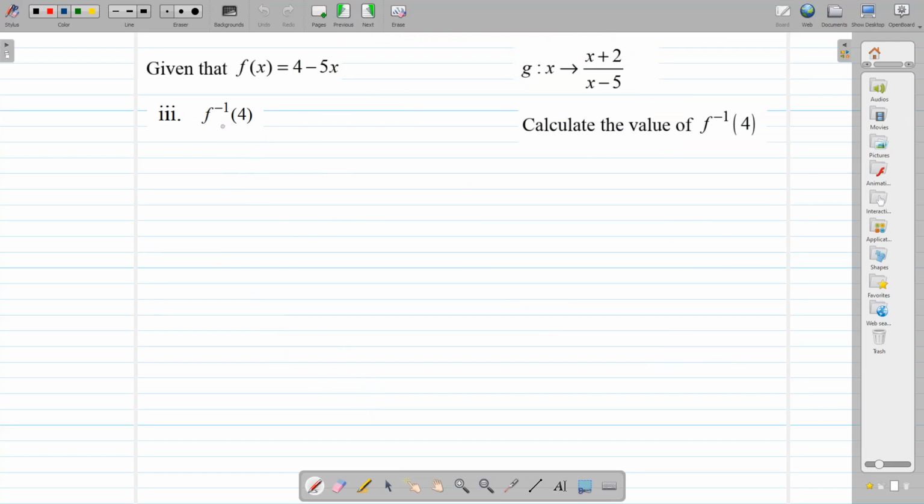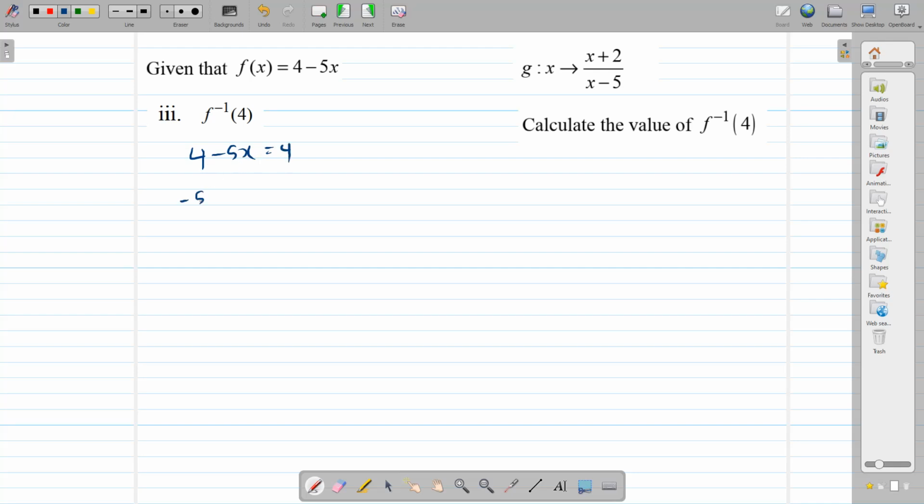Let's try it again and see if we can find some more. Here it says if f of x is equal to 4 minus 5x, then what is f inverse of 4? So what number should you put here to get the function to be equal to 4? So we're going to take that function, 4 minus 5x is equal to 4. What number should we put in there?